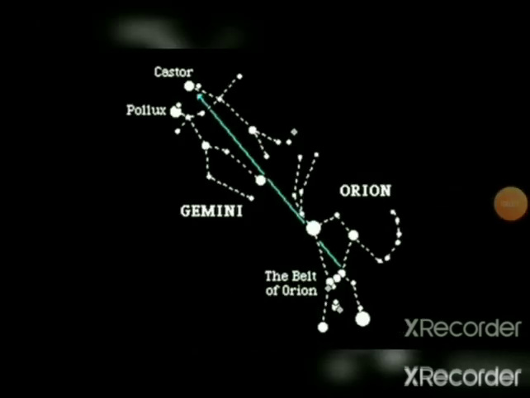These are a few more examples of constellations. Like here you can again see Orion, Gemini, and you can also see the Orion belt, where different stars are present. There are 88 official constellations known to us right now.